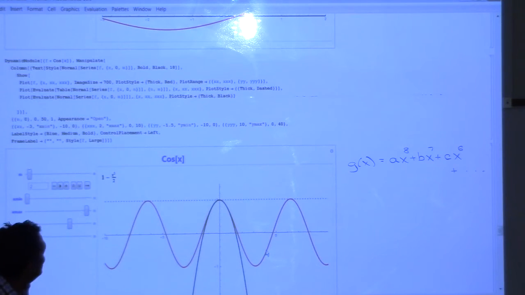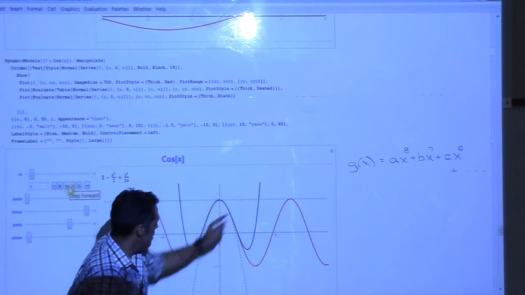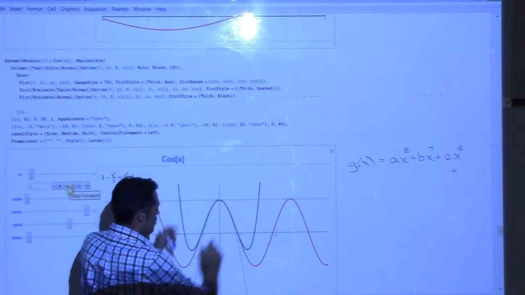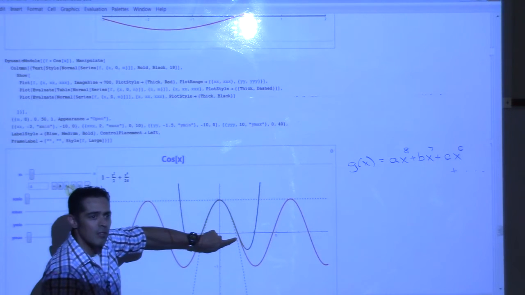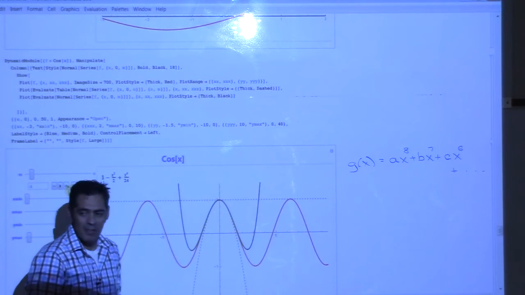You ready? So here's the next one. If I were to have done a 4th degree, this is what I get. This was the parabola, and this is the 4th degree polynomial. Do you see that it's a better approximation right in here? I'm getting more accurate, right? So why stop at 4th degree?